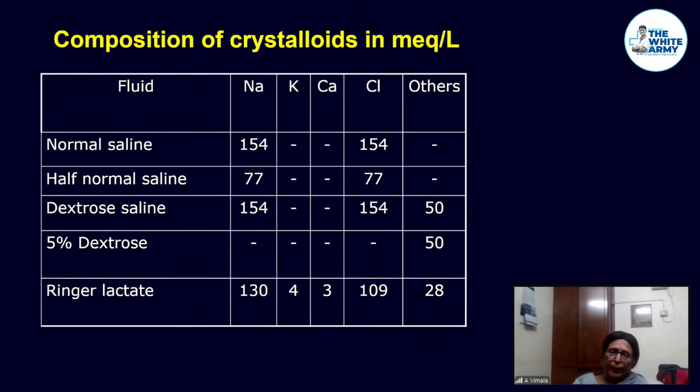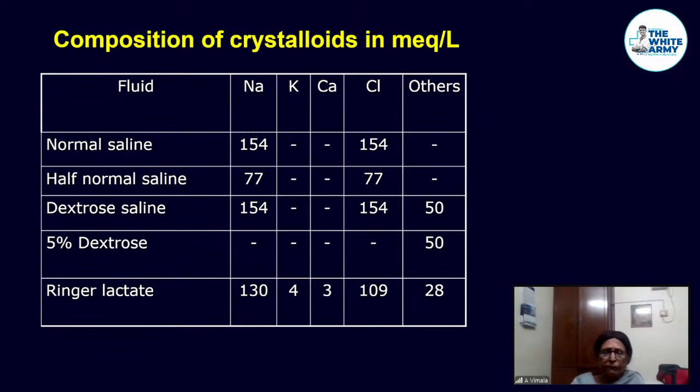5% dextrose has no electrolytes. It contains only 50 grams of glucose, which gets metabolized as soon as it enters the circulation. So it is equivalent to giving free water through the Ryle's tube. If you give 1 liter of 5% dextrose, it is the same as drinking 1 liter of water.